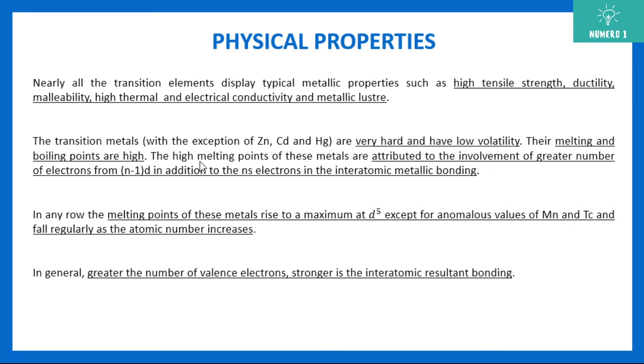The reason for the high melting point is that they have a greater number of electrons from the (n-1)d orbital, apart from ns. That's why they have more electrons, which help them in interatomic metallic bonding. That's the reason. Now I will show you the trend first.